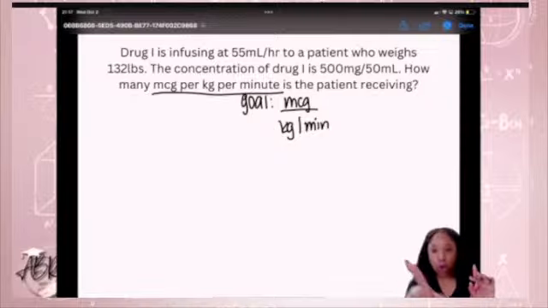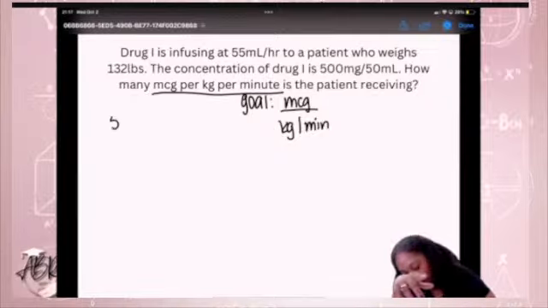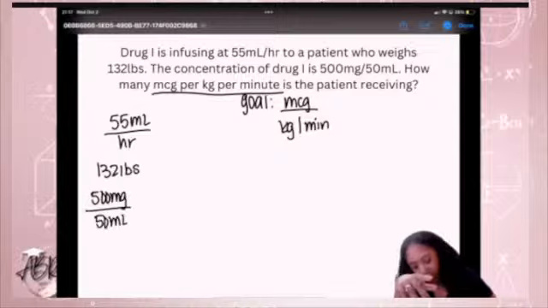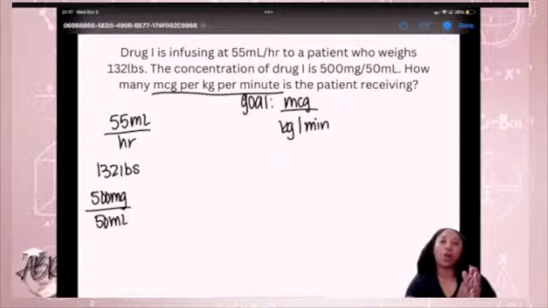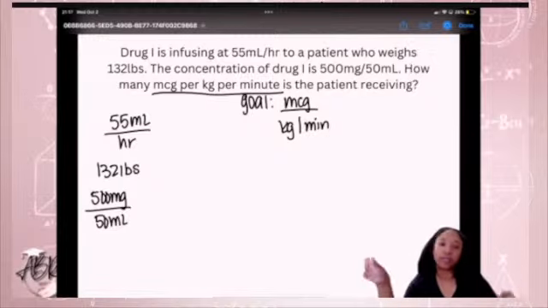Okay, so what are our puzzle pieces? We've got 55 mLs per hour. Our patient weighs 132 pounds. And then we've got 500 mgs over 50 ml. Okay? Boom. So, we need to start with micrograms. Okay, let's do it. Well, wait a minute. We don't have a puzzle piece with microgram in it.